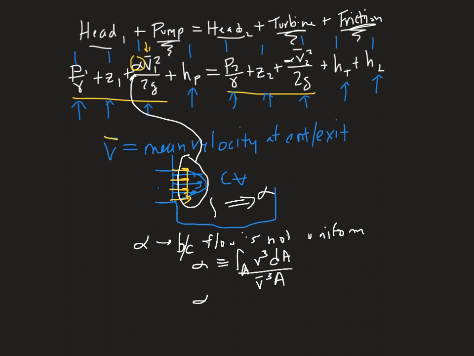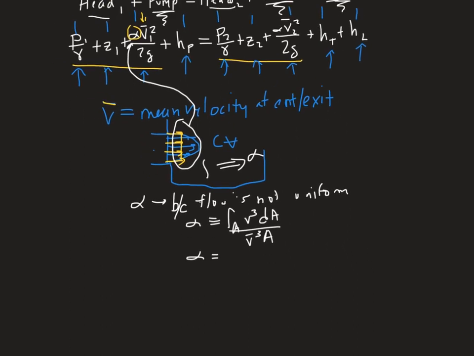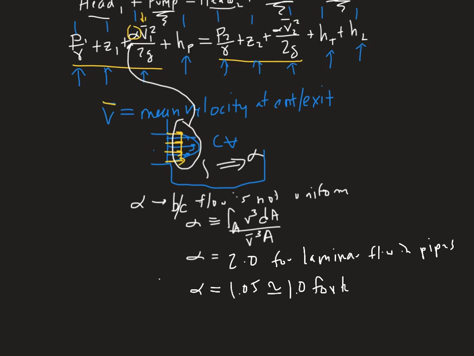But luckily there's a nice rule of thumb, and this should go in your notes. It's kind of important. It's got really two possible values. One is 2.0 for laminar flow in pipes. And it's 1.05 for turbulent flow in pipes, and this we're just going to make equal to 1.0 because it makes our lives easier, and this is kind of the standard thing.